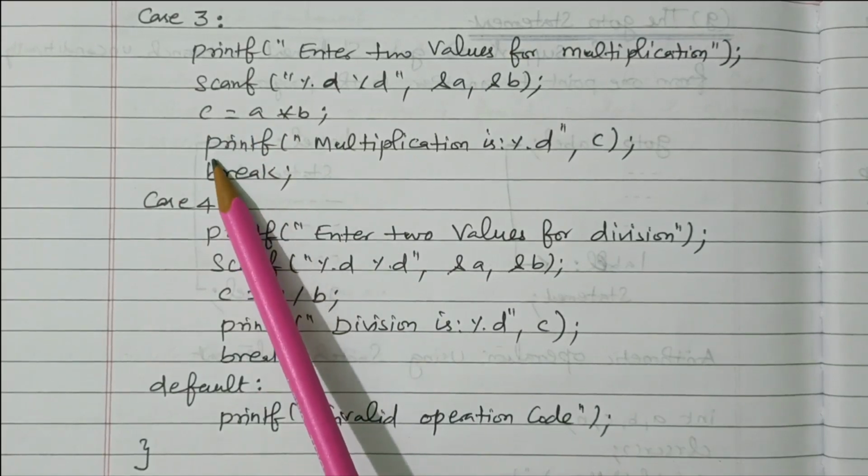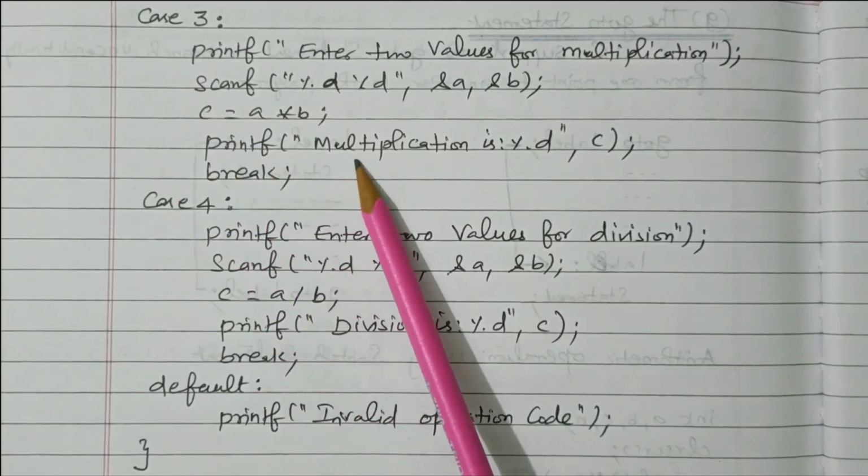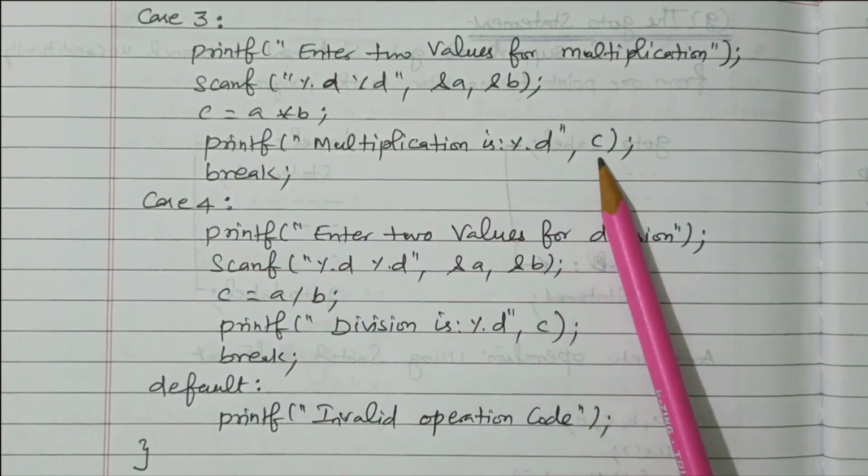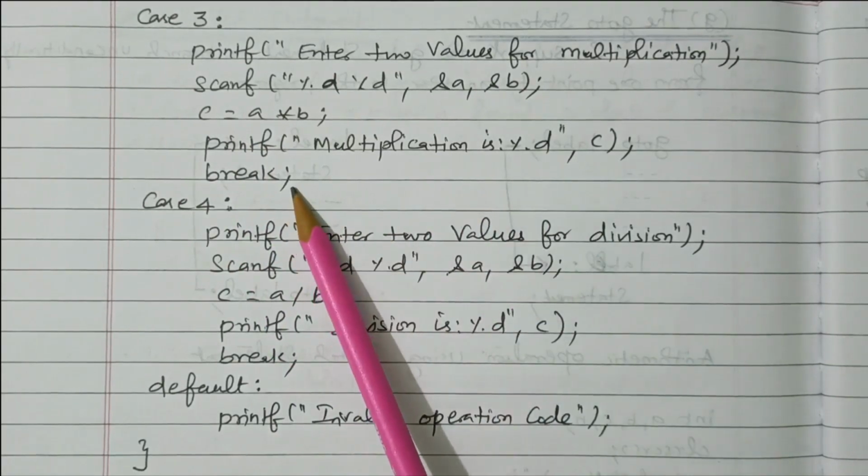So the answer is printed using the printf statement. Printf multiplication is %d, C. Then we can break the process, right?